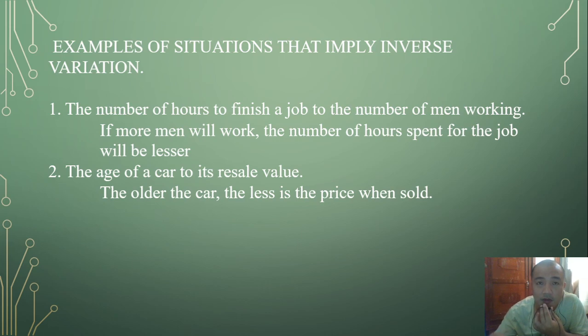So mas maganda pag bili ka na lang ng lupa. Ayun, direct variation yun. The age of the lot to its resale value. The older the lot, the more is the price when sold.